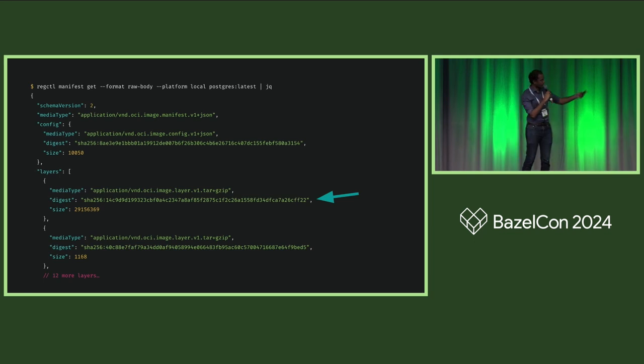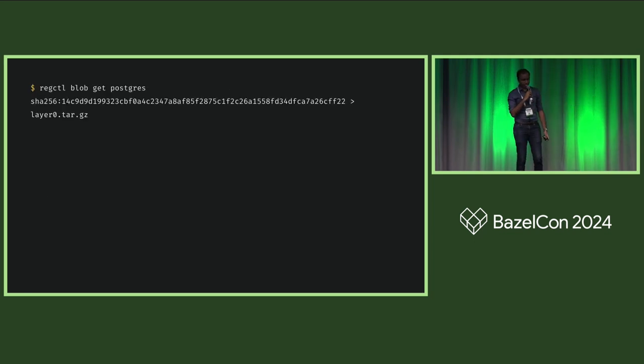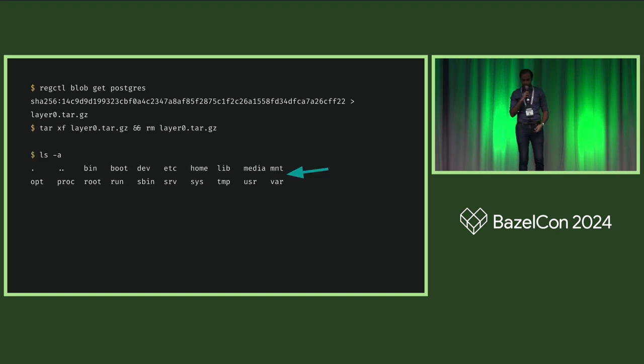So let's take a peek at this first layer. First, we can just download it. Again, regctl helps us out. And we'll untar it. We'll list the stuff in there. So you'll notice a pretty familiar set of directories, etc, home, good stuff like that. Since this Postgres image is built on top of Debian, it just looks like a standard Linux root directory inside this tarball.